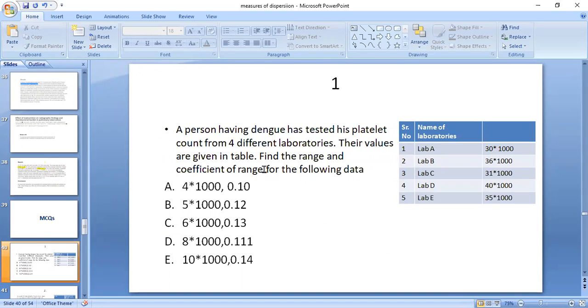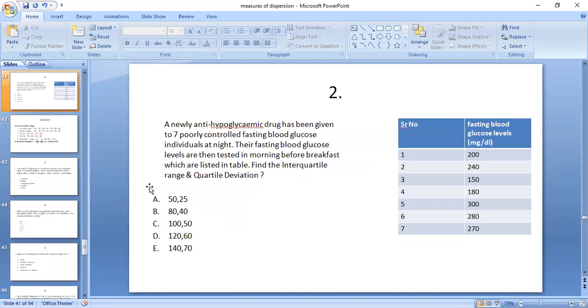And if we want to calculate the coefficient of range, we will divide this range with the addition of the largest and smallest value, which comes out to be 0.14. So E is our correct option. A newly anti-hypoglycemic drug has been given to seven poorly controlled fasting blood glucose individuals at night. Their fasting blood glucose levels are then tested in morning before the breakfast, which are listed in the table. Find the interquartile range and quartile deviation.